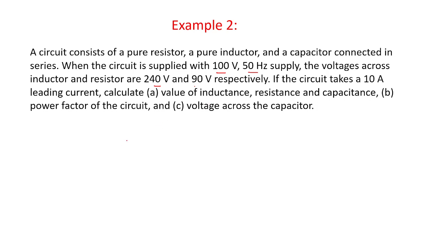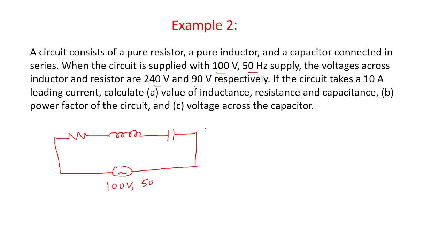Let us understand this problem and draw the circuit diagram as per the given information. A circuit consists of a pure resistor, pure inductor, and pure capacitor connected in series. First I will draw a series connection of the resistor, inductor, and capacitor. The circuit is supplied from a voltage source of 100 volt with 50 hertz frequency.